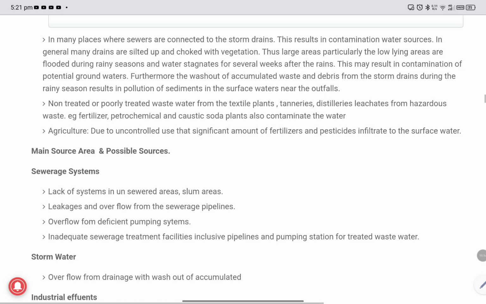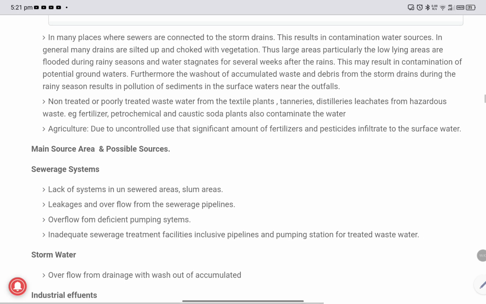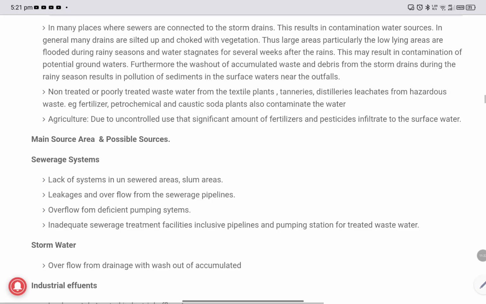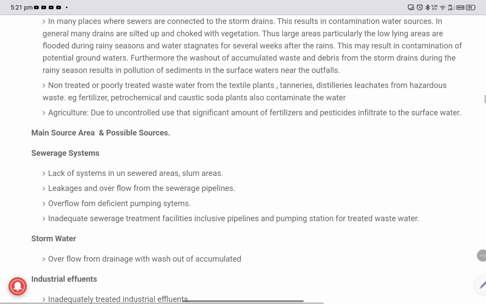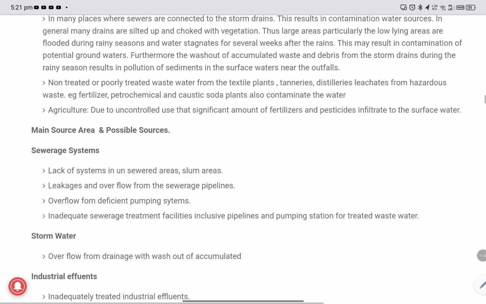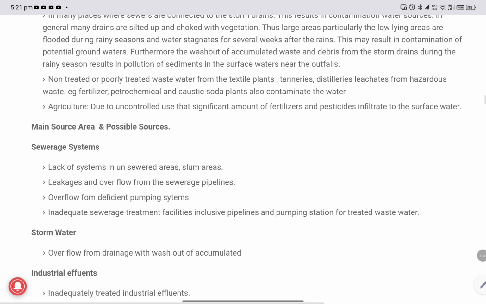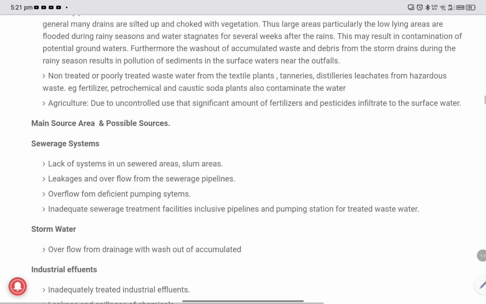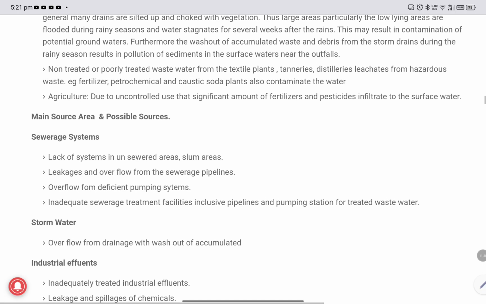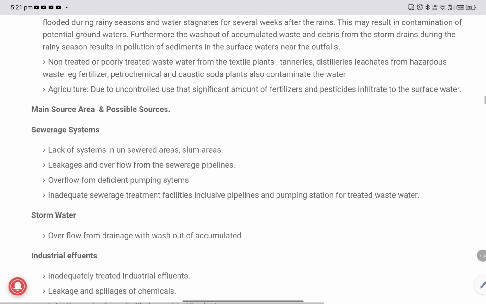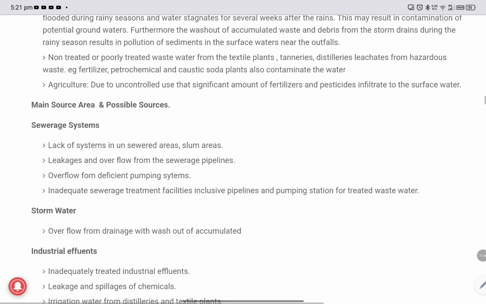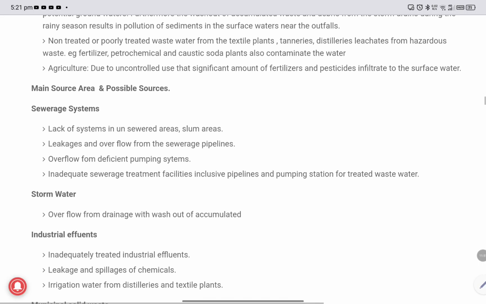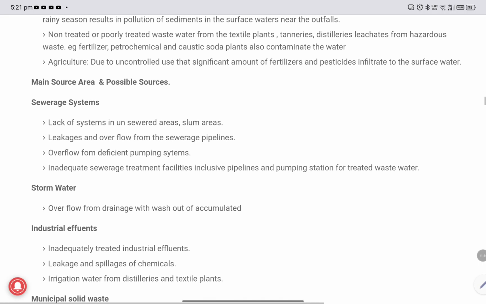Furthermore, the washout of accumulated water and debris from the storm drain during the rainy season results in pollution of sediments in the surface water near the outfall. Non-treated or poorly treated wastewater from the textile plant, tanneries, distilleries, leachate from hazardous waste, for example fertilizer, petrochemical and caustic soda plant also contaminates the water. Agriculture, due to uncontrolled use, means significant amounts of fertilizer and pesticide infiltrate to the surface water.